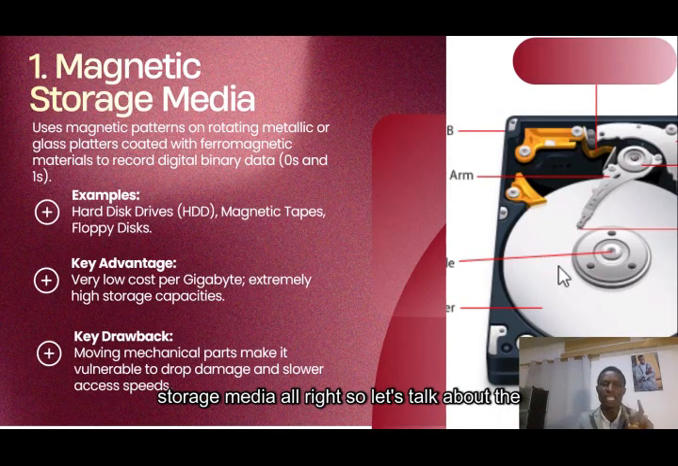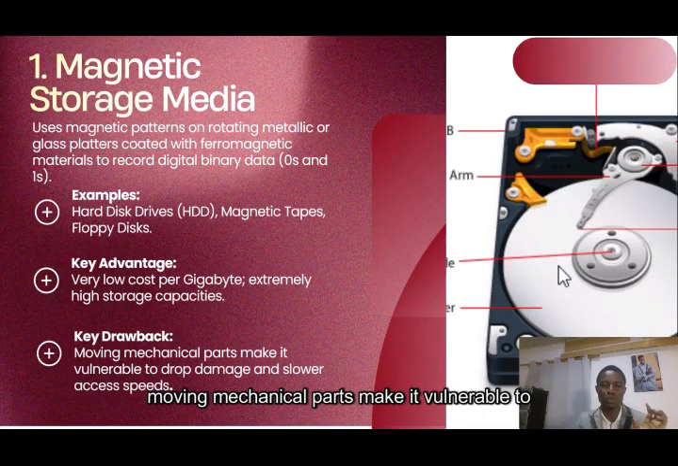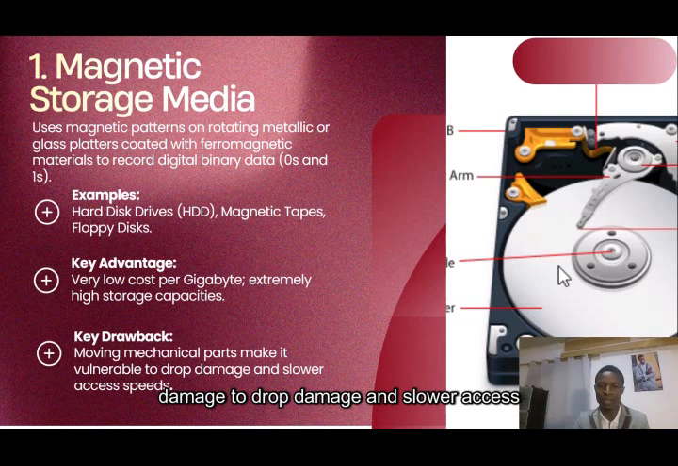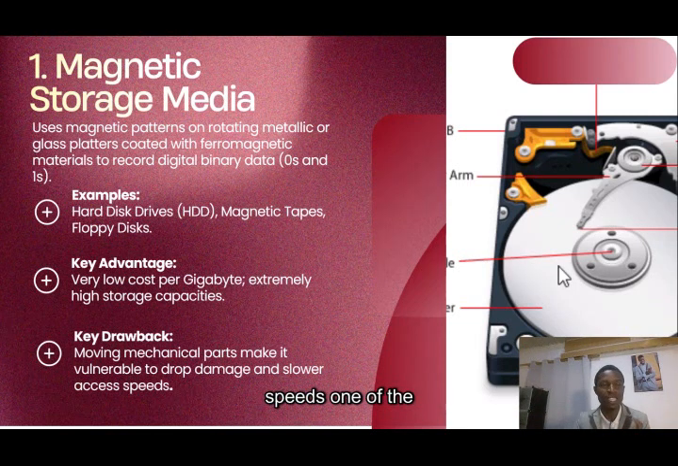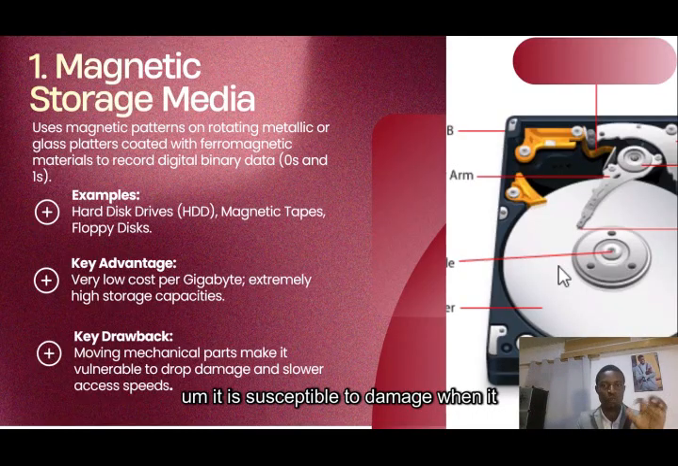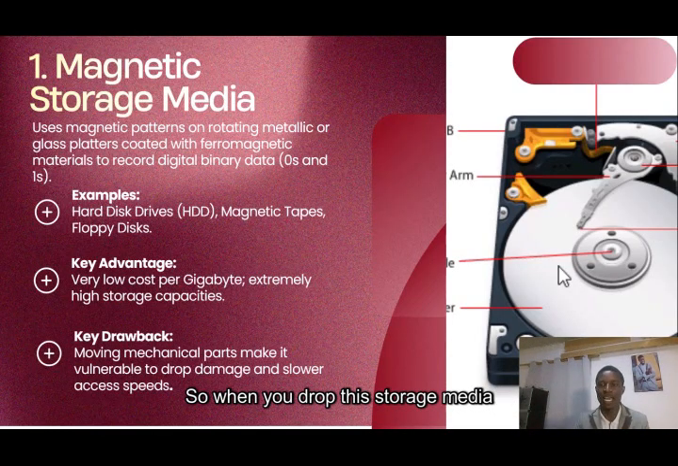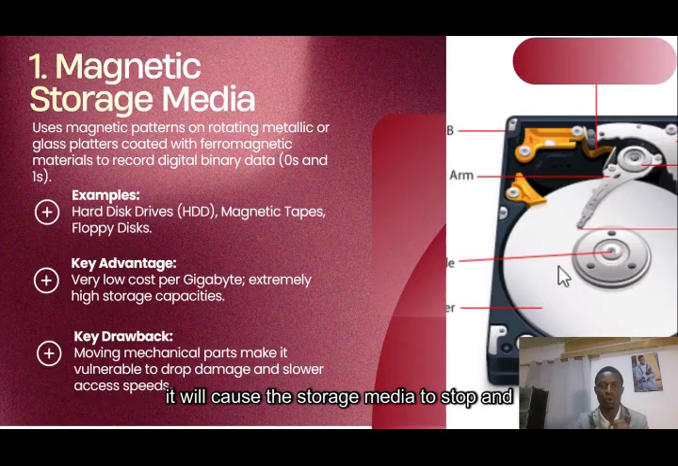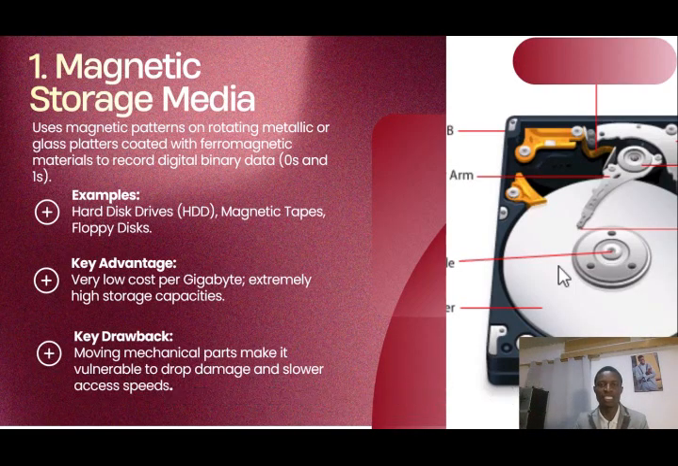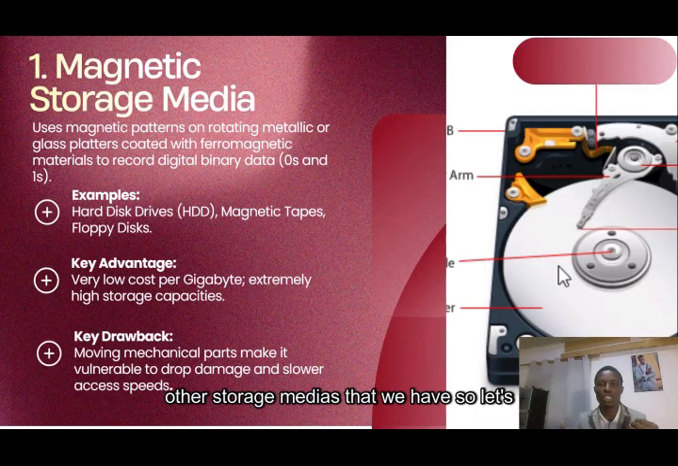Alright, so let's talk about the downside, the disadvantage of this. Moving mechanical parts make it vulnerable to drop damage and slower access speeds. One of the disadvantages of using a hard drive is it is susceptible to damage when it falls down because the platters inside it are breakable. They can break easily. So when you drop this storage media and the platter breaks, it will cause the storage media to stop. And using magnetic technology is somewhat slow. So these storage media are slow compared to other storage media that we have.